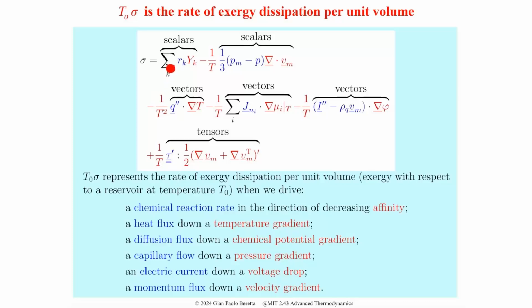And so these terms tell you that you have dissipation whenever you drive a chemical reaction down the direction of a decreasing affinity, and that gives you entropy production. You drive a heat flux down a temperature gradient. Also, you drive a diffusion flux down a chemical potential gradient, or an electric current down a voltage drop, or a momentum flux down a velocity gradient, which is the rate of strain.